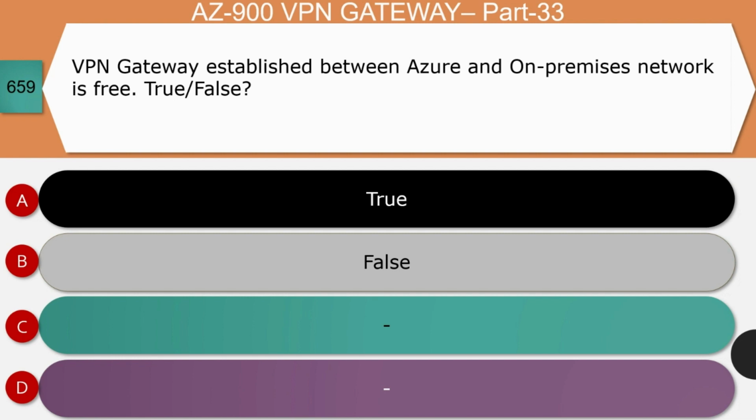Next question, a VPN gateway established between Azure and an on-premises network is free. Is it true or false? The right answer for this question is false. The VPN gateway that is being used between Azure and on-premises is always chargeable, and so the right answer for this question is false.